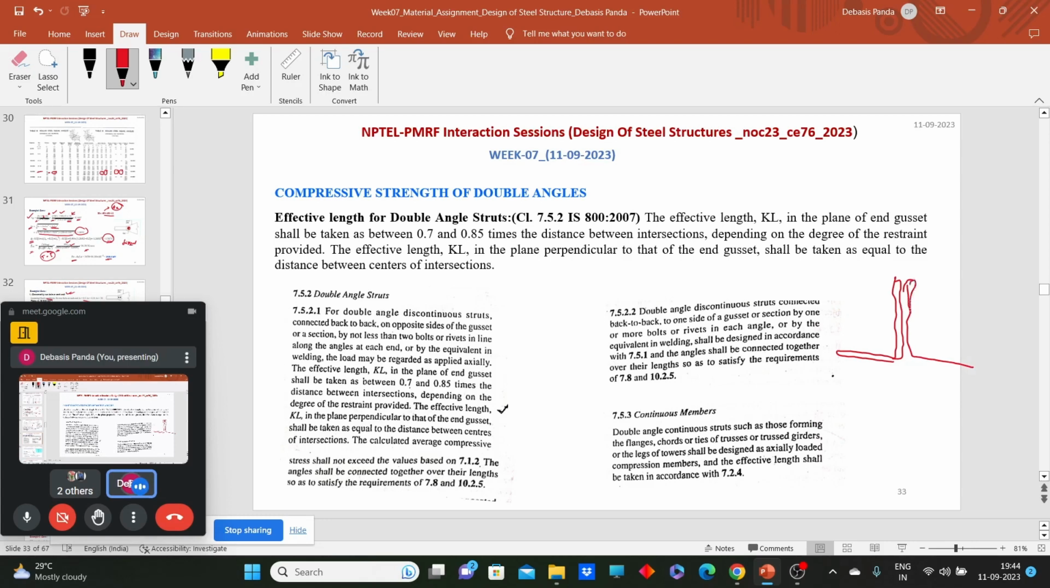We can place them back to back, or on the same side of the gusset plate. Here in between them, one gusset should be there, like this, and they are connected like this. So if this type of case arises where double angle sections are used, clause 7.5.2 tells the details about these things. Here, double angle struts, clause 7.5.